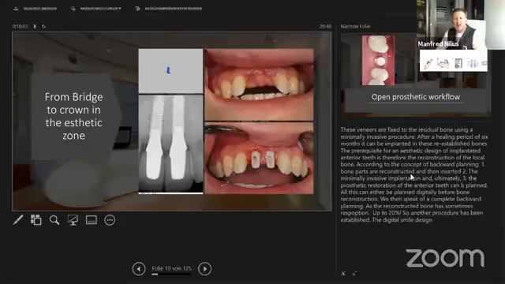And according to the concept of backward planning, first the bone parts are reconstructed, then the minimally invasive implantation, and ultimately, third, the prosthetic restoration of the anterior teeth can be planned. So in one step, all this can easily be planned digitally before bone reconstruction. We can speak of a complete backward planning, or, yes, we call it advanced backward planning in my words.